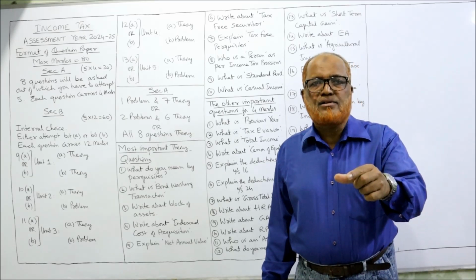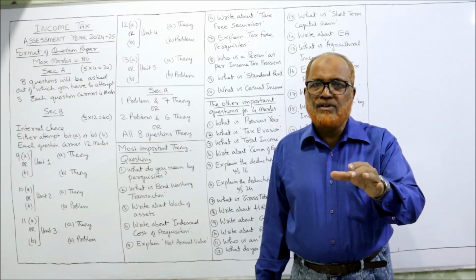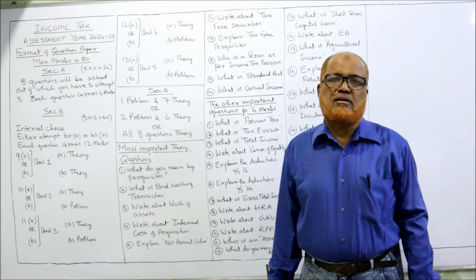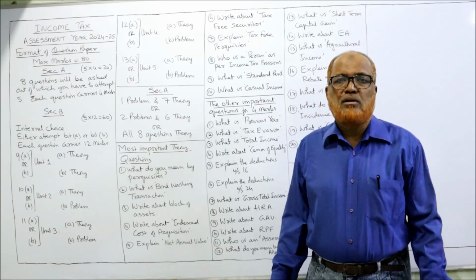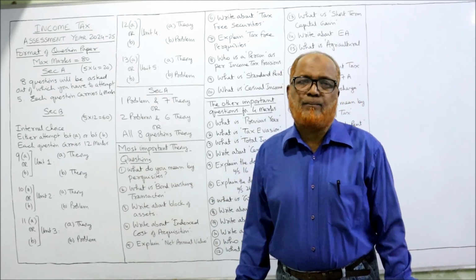Examples of tax-free perquisites are, first one, free refreshments provided by the employer to the employee during office hours and within the business premises. During office hours within business premises, if refreshments are provided, that's a tax-free perquisite. That's a benefit given by the employer to employees, but Income Tax Act says tax-free.